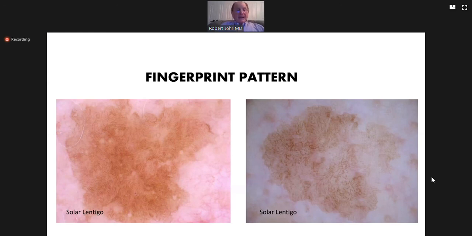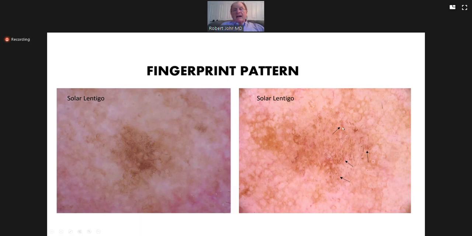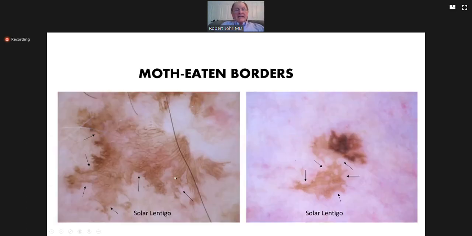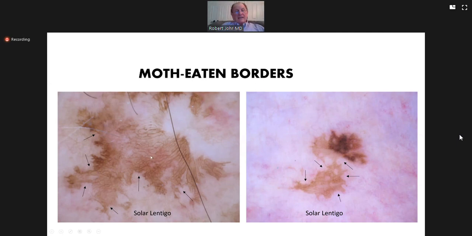But you get the fingerprint pattern where there are parallel lines, and here we have parallel lines on the left, and they can form arches and swirls. And so if it's not reticular and it's parallel, then it is probably going to be the fingerprint pattern. And they can be broken up, but you want to look for the parallel lines. And another feature of lentigo is what they call moth-eaten borders, or sharp, concave indentations, and that would be a clue. Plus we have the fingerprint pattern here with the parallel lines. So these are sharp indentations, concave, and they're called moth-eaten borders. I think that's a good metaphor.